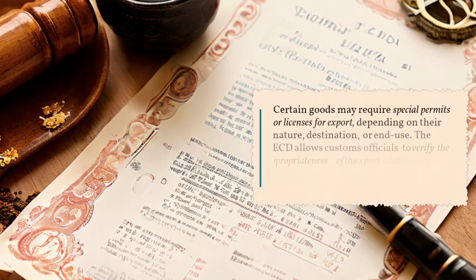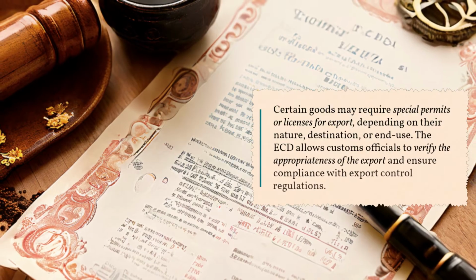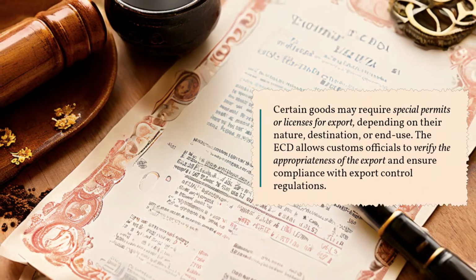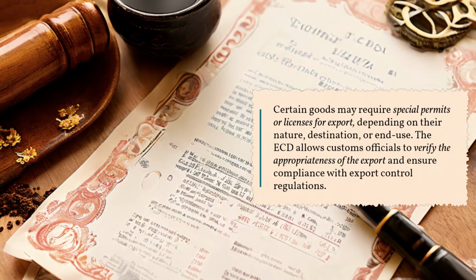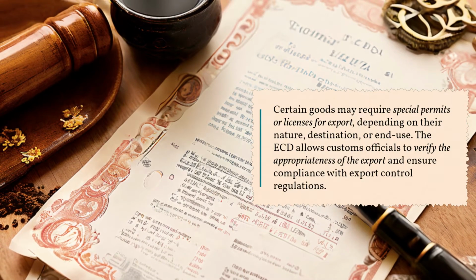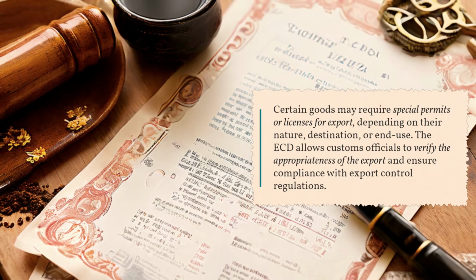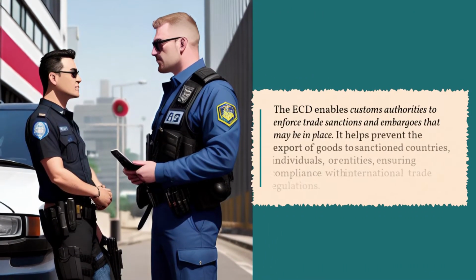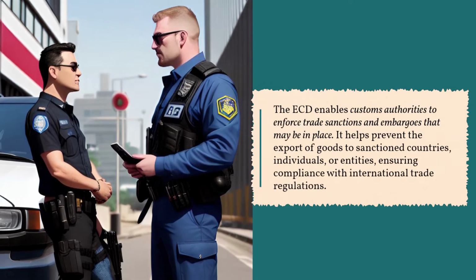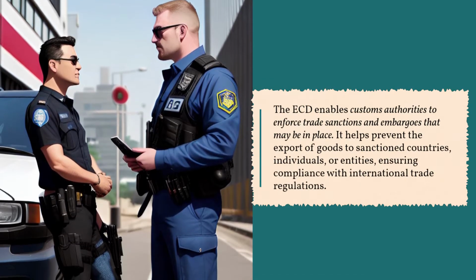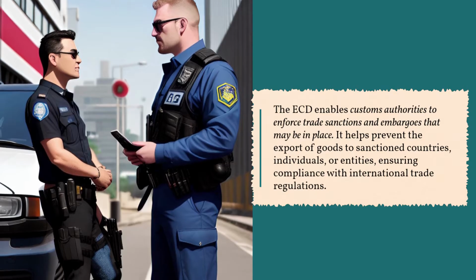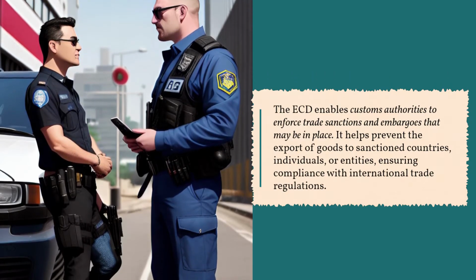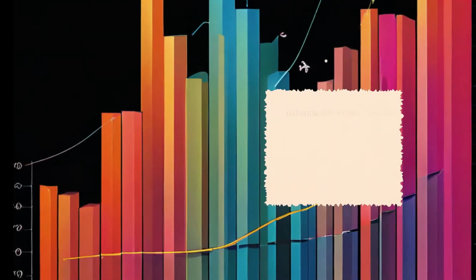Certain goods may require special permits or licenses for export, depending on their nature, destination, or end use. The ECD allows customs officials to verify the appropriateness of the export and ensure compliance with export control regulations. The ECD enables customs authorities to enforce trade sanctions and embargoes that may be in place. It helps prevent the export of goods to sanctioned countries, individuals, or entities, ensuring compliance with international trade regulations.